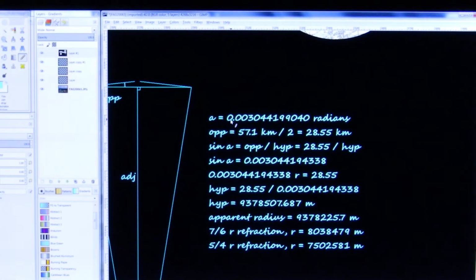Sticking in the known number from the previous screen, we know the angle. We know the opposite is half of 57.1 kilometres, because we can measure that distance from the map, so we get 28.55 kilometres. The sine of that angle is the opposite over the hypotenuse, which is 28.55 kilometres over whatever the hypotenuse is. And we know the sine of that angle because we have a calculator. It's the great thing about radians. This is why radians are so handy. The sine of 0.003044 something is 0.003044 something.